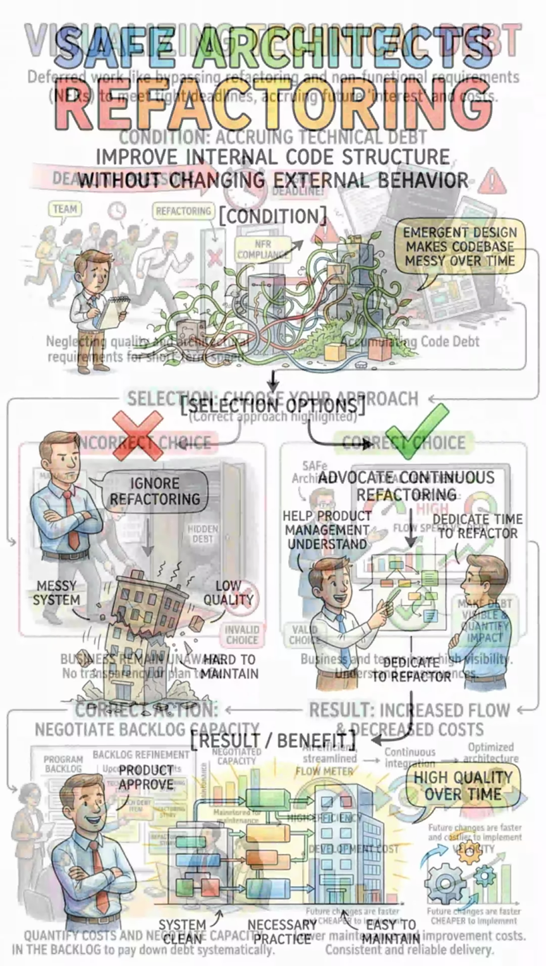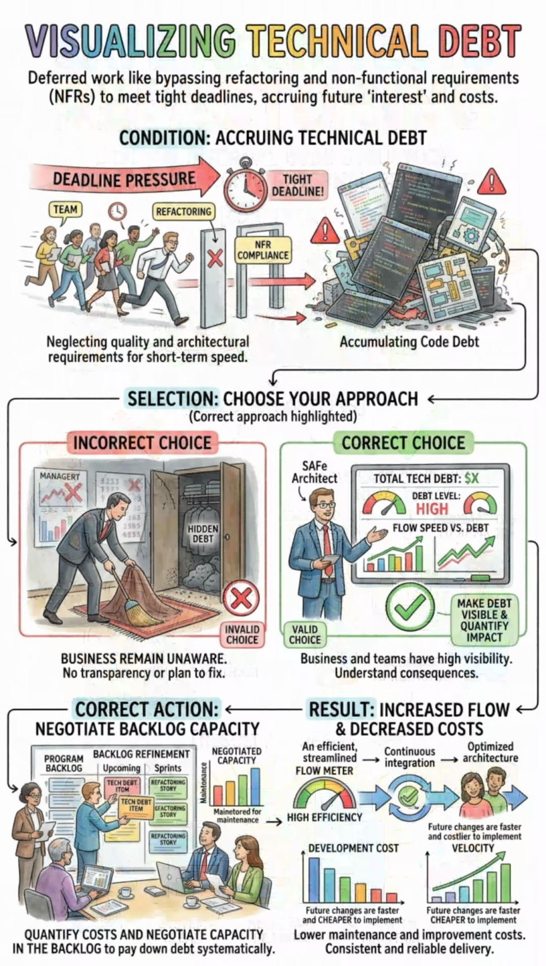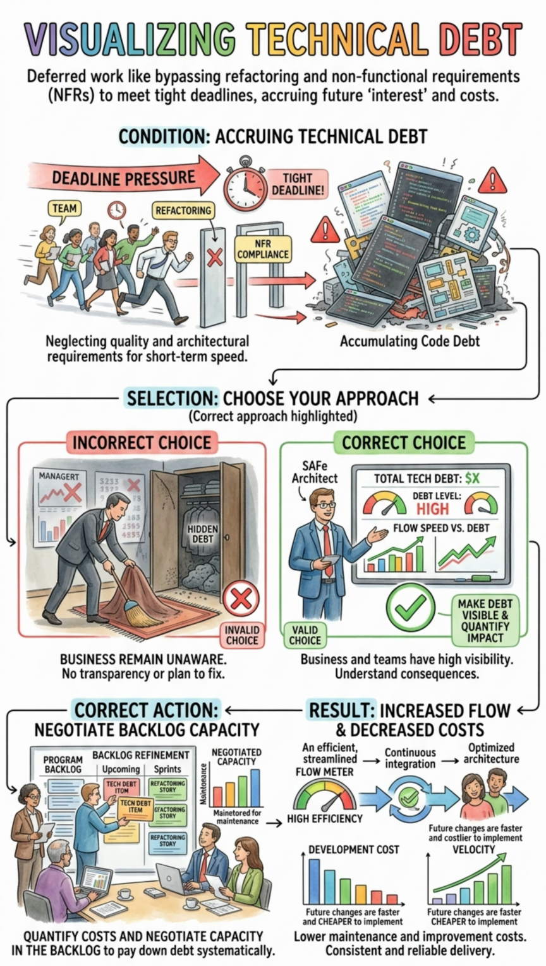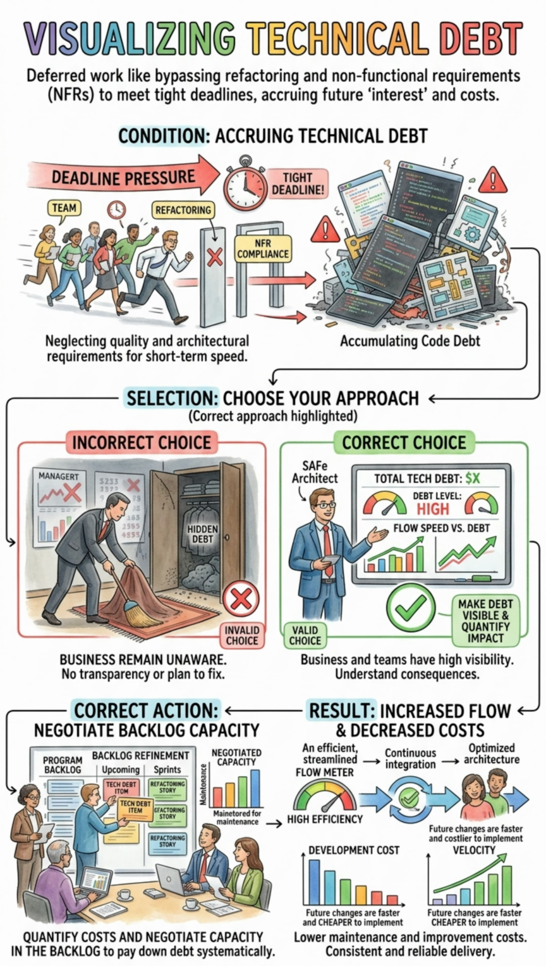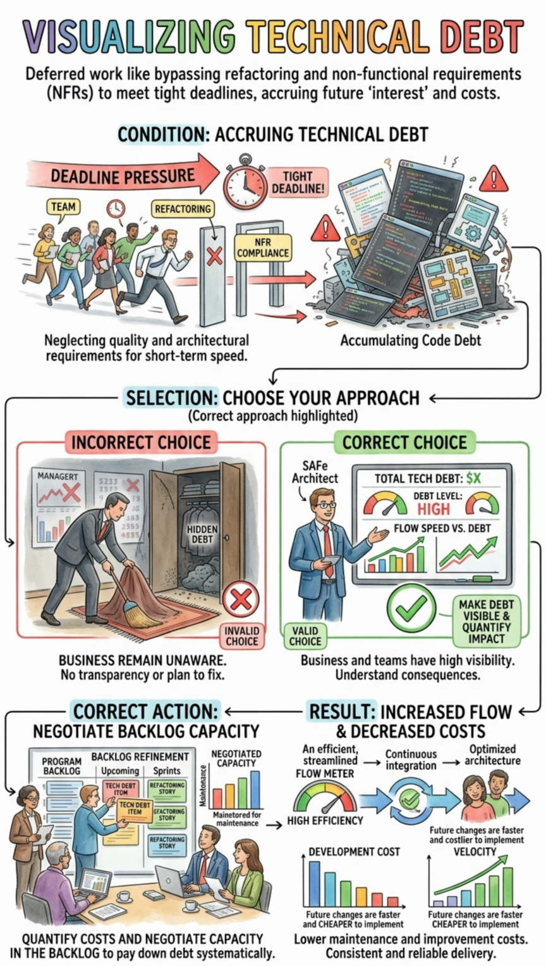When teams ignore refactoring and bypass non-functional requirements to meet a tight deadline, they accumulate technical debt. Just like financial debt, technical debt accrues interest over time, making every future change slower and more expensive to implement. The exam expects you to know how to make technical debt highly visible to the business. You must quantify the cost of this debt and negotiate capacity in the backlog to systematically pay it down.